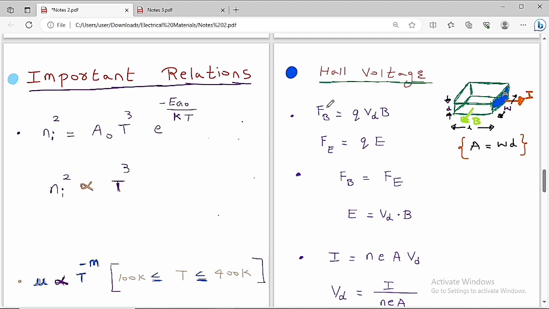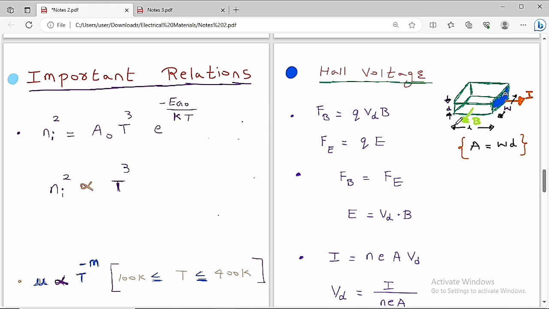So let me tell you another concept, the Hall voltage. Hall voltage is a very important concept in the case of semiconductors. Suppose I take a small semiconductor material, and I am passing the current through the semiconductor in this direction.